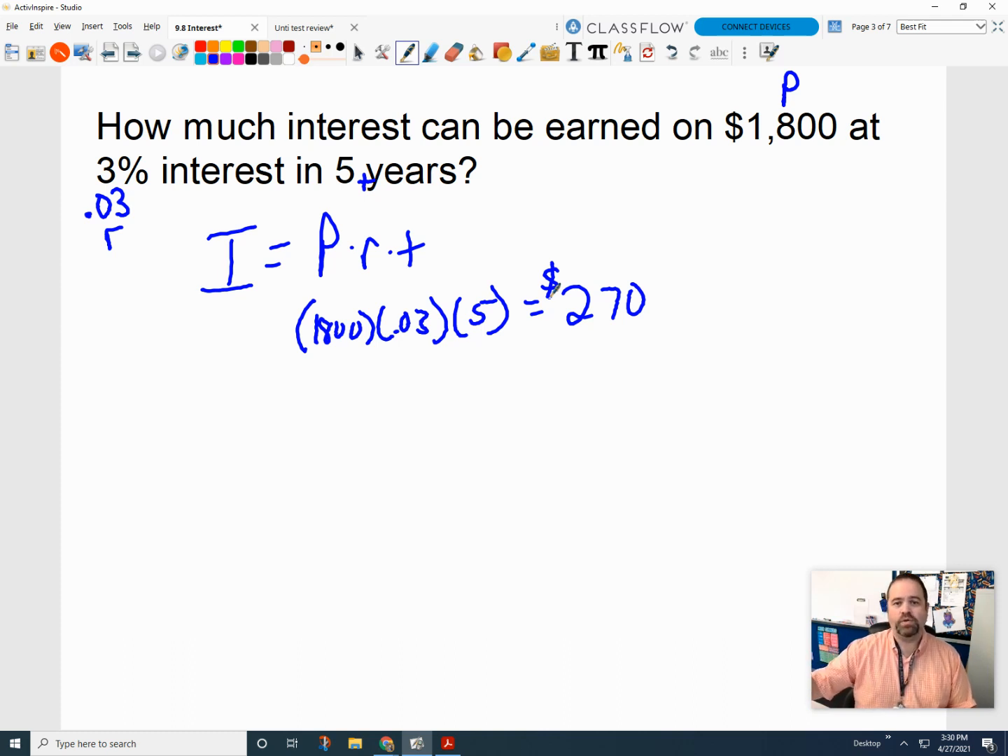So if you put this money in the bank and leave it alone, you don't add anything to it, you don't take anything out of it, that money in 5 years is going to earn you $270. Now, that's not a whole lot of money, especially if you need your $1,800 to do things. There's some other things to consider with this. If you make weekly or maybe bi-weekly deposits, that's going to build this money up a lot faster. That is not a simple interest calculation.